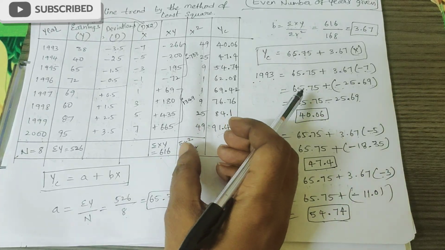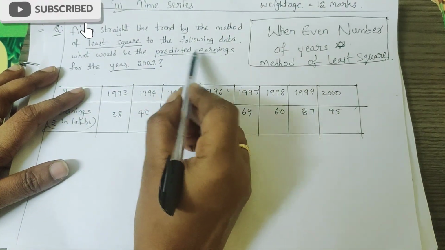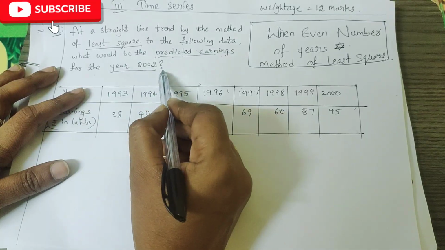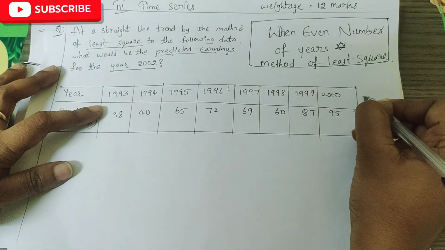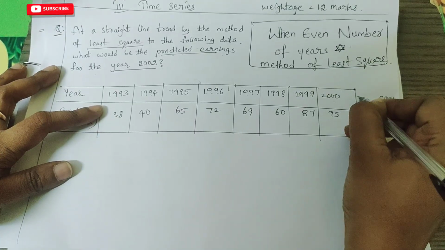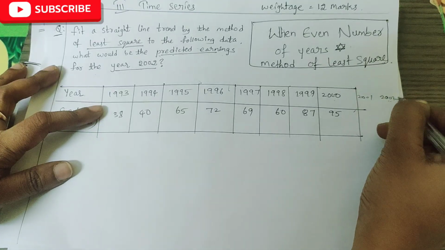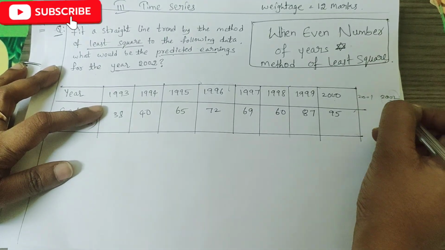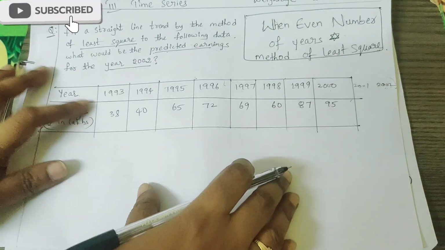So actually in the question they are asking for estimated earnings, that is, predicted earnings for the year 2002. Here the data is given up to 2000 only, but they are asking for the 2002 value. After 2001, you will have 2002. For 2002, you need to estimate the trend value. How to estimate? Let's see.